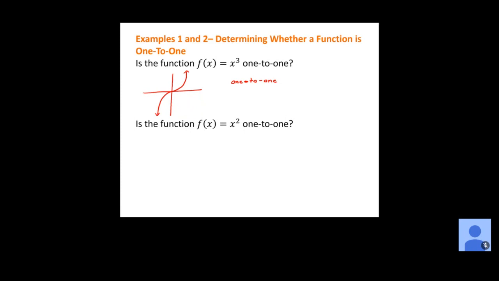Okay, and then here's the x squared that we kind of mentioned on the last slide. Let's actually look at the graph though. So we know x squared is a parabola. Vertex is at the origin. We got something like that.